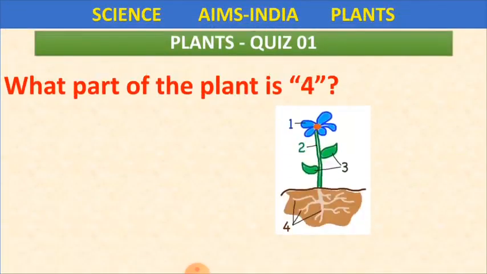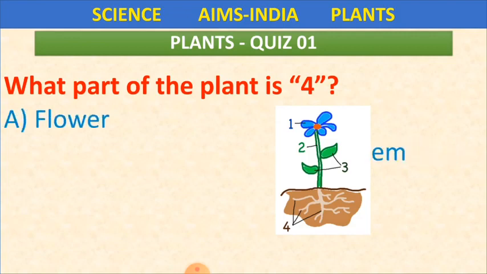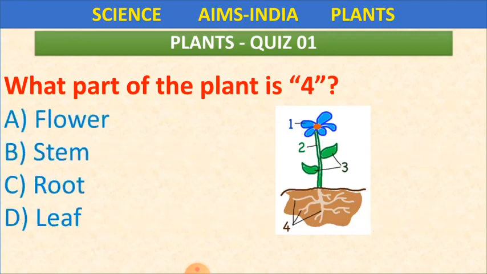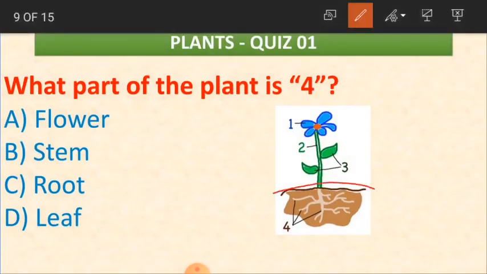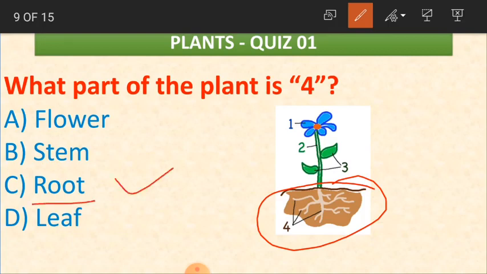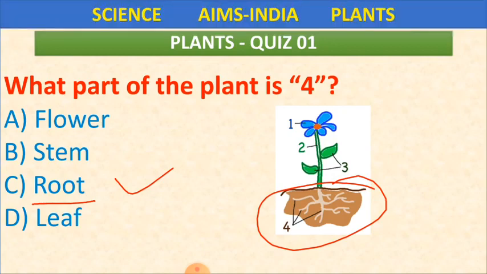Now the other one. What part of the plant is 4? So you have to identify this part. Is it a flower, stem, root or leaf? Observe here children, it is under the ground, and with the help of this the plant is able to stand straight above the ground. So this part is called root. Root is the correct answer.